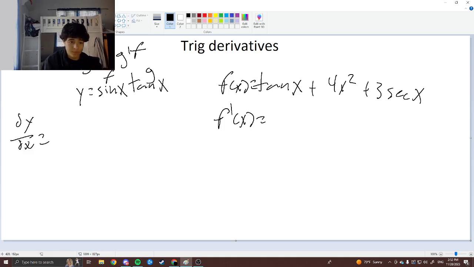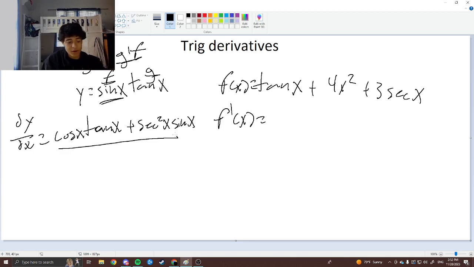So f prime, which is the derivative of sine x, is cosine x times g, tangent x, plus g prime, the derivative of tangent, which is secant squared x, times f, which is sine x. This is an acceptable answer.